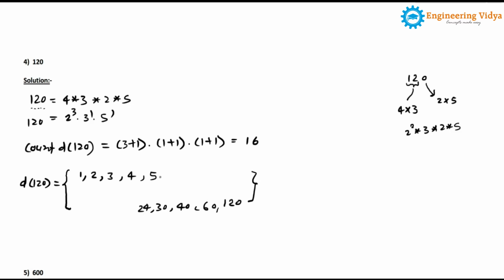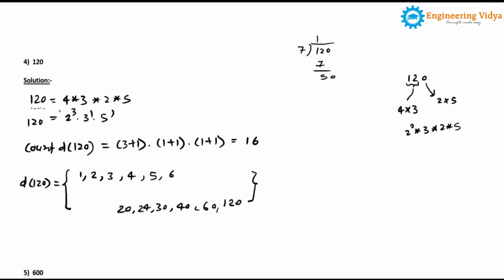Now check for 6. 6 also can divide 120. If I divide it by 6, 6 times 2 is 12, the quotient will be 20. So here I'll write 20, right? Now check for 7. Can 7 divide 120? I think 7 cannot divide. 7 times 1 is 7 and 5 will be the remainder. Yes, 7 cannot divide.